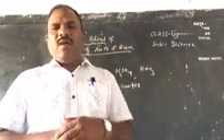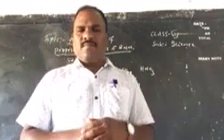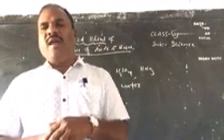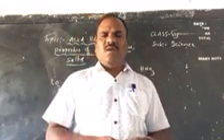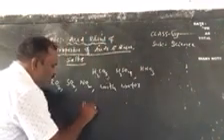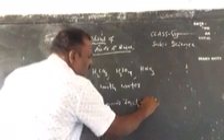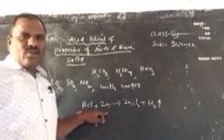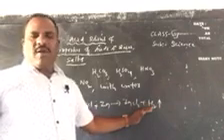Next point, acids change the color of certain acid-base indicators. And acids react with active metals to release hydrogen gas. This is one of the important properties of acids. For example, if you take HCl plus zinc, you get zinc chloride plus hydrogen. Here the acid reacts with the active metal zinc, and hydrogen gas is released.